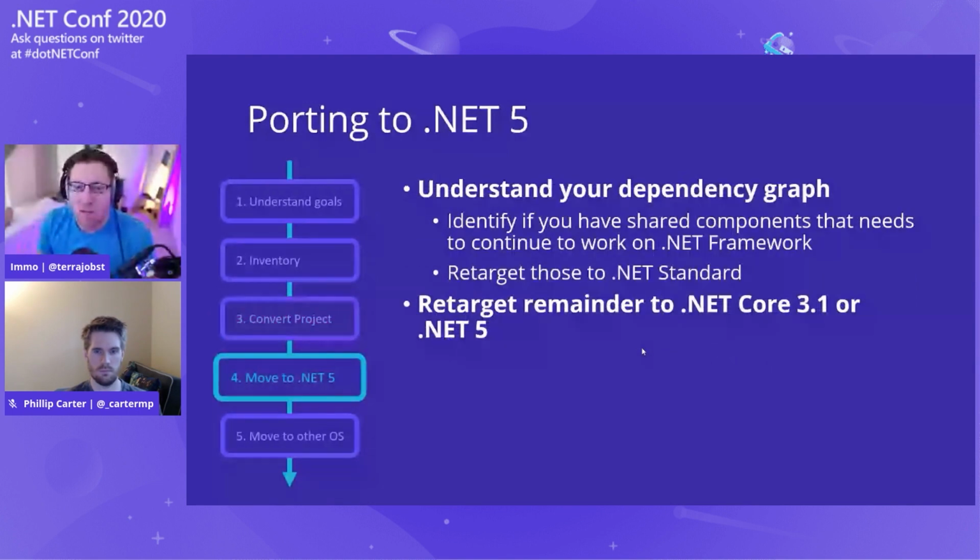And then finally, moving to .NET 5 or .NET Core is just you replace the target framework string in the project file from, let's say, .NET 4.8 to .NET 5 or .NET Core App 3.1. But what you should target also depends on what you have.